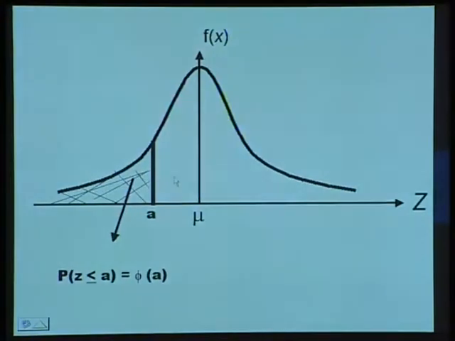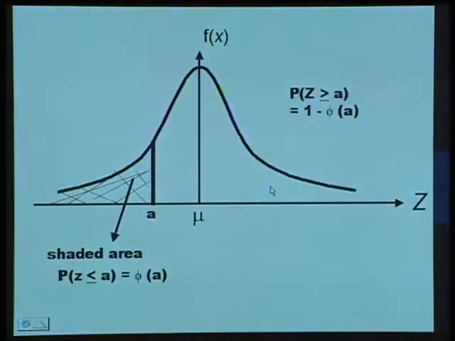As we said, the total area under the normal curve is 1. Therefore, the unshaded area would represent the probability Z greater than or equal to a, and this would be written as 1 minus phi(a). So probability Z less than or equal to a is represented as phi(a). Probability Z greater than or equal to a is equal to 1 minus phi(a).